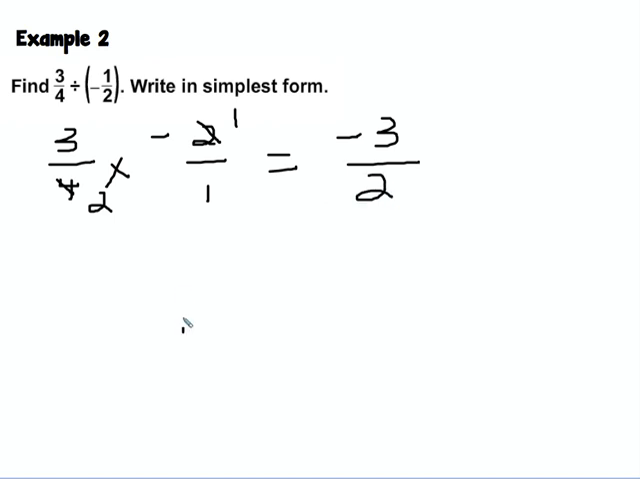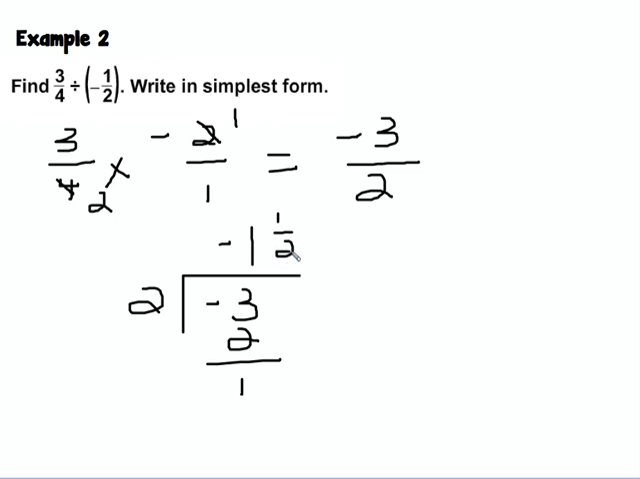That's improper, so I divide. -3 on the inside, 2 on the outside. 2 goes into -3, -1 time, that's 2, subtract, and I have 1 left over. So my final answer is -1 1/2. Make sure you're copying all this down.